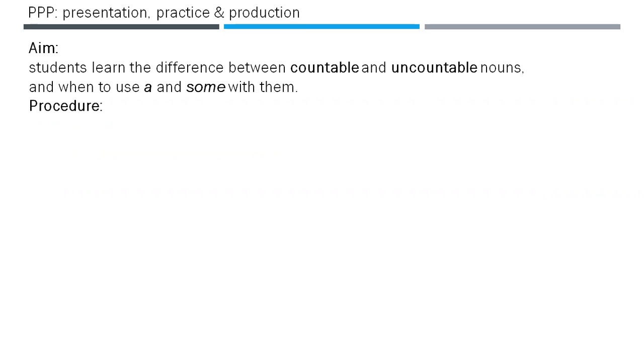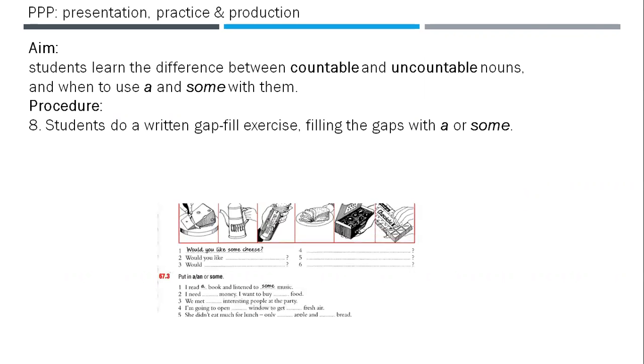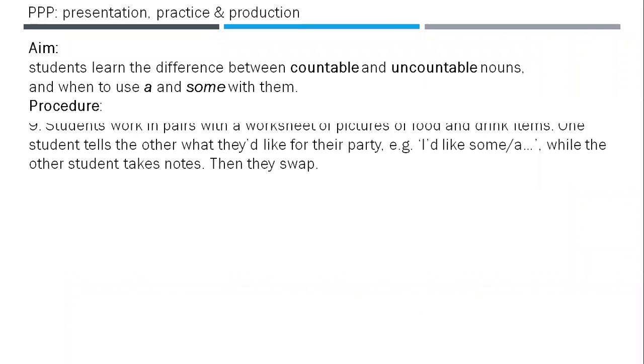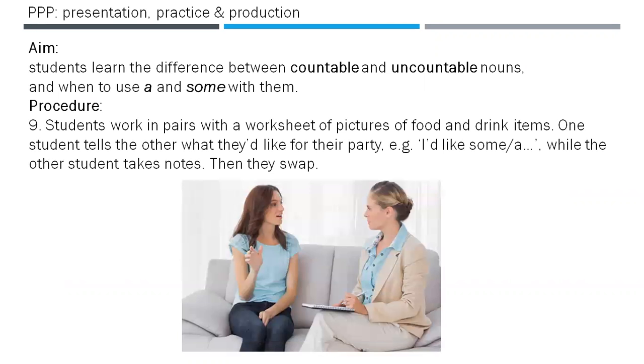Let's go on. Next procedure, students do a written gap fill exercise, filling the gaps with a or some. And the next point, students work in pairs with a worksheet of pictures of food and drink items. One student tells the other what they'd like for their party, for example, I'd like some meat, or I'd like a cake, while the other student takes notes. Then they swap. Well, that's it.